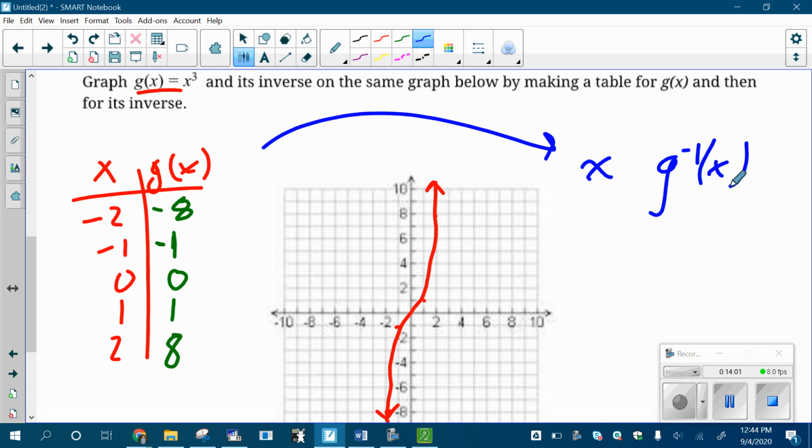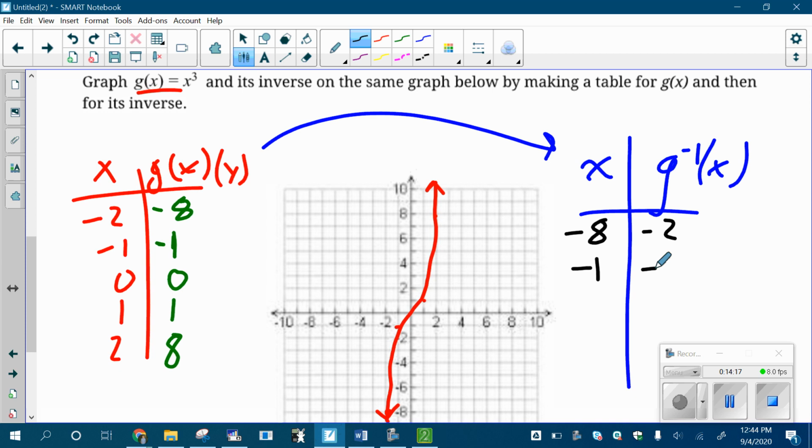Okay. So to make a table for its inverse, we could find the inverse algebraically and then plug it all over. That's a lot of work. Instead, just remember that the x's and the y's flip. Okay, remember these are our y's. Our x's and our y's flip. So on the inverse, I'm going to have not -2, -8. I'm going to have -8, -2. That point's going to stay the same. That point's going to stay the same. That point's going to stay the same, coincidentally. And then I'm going to have 8, 2.